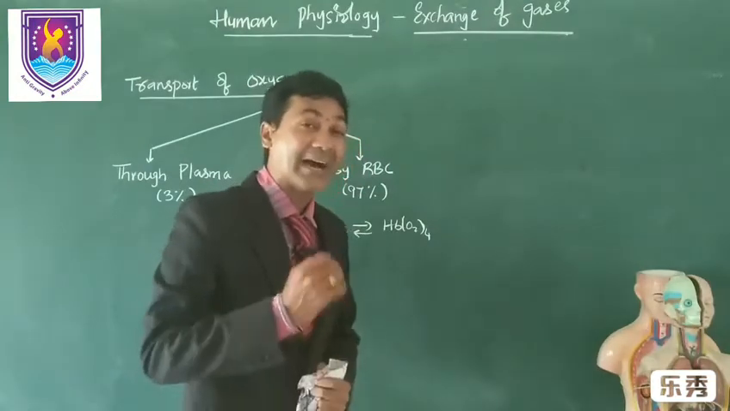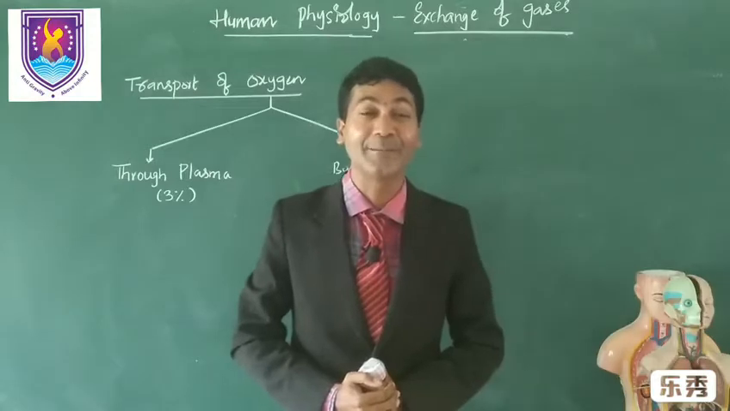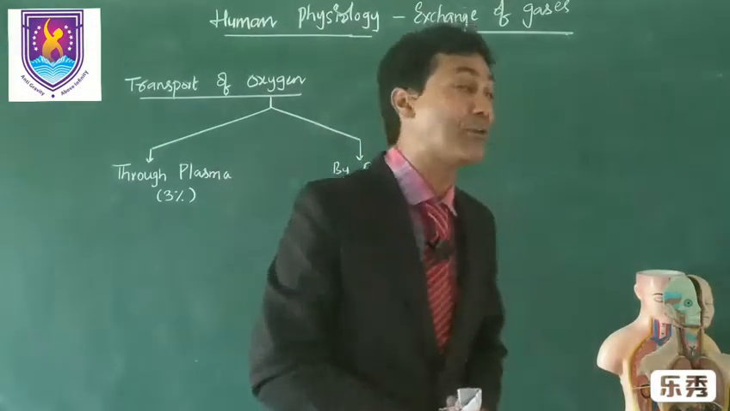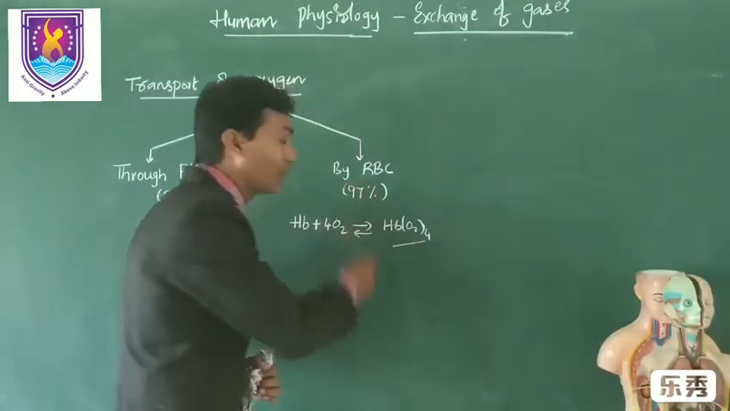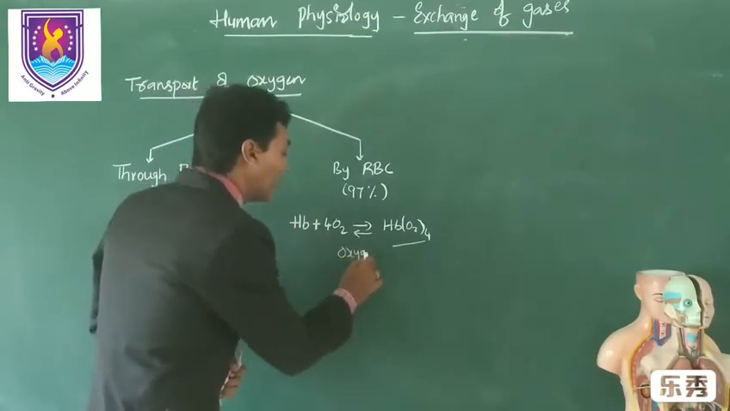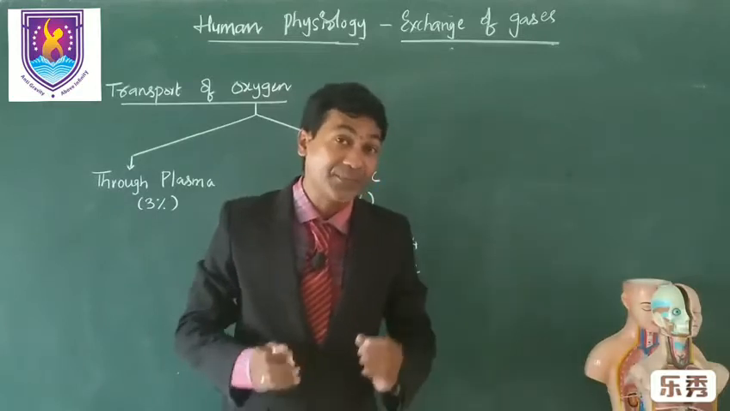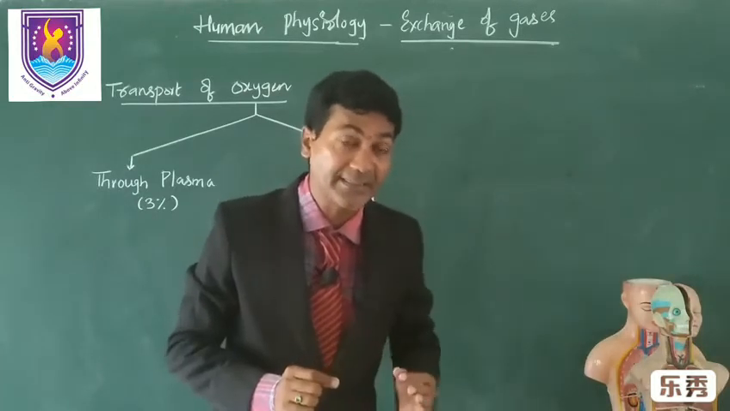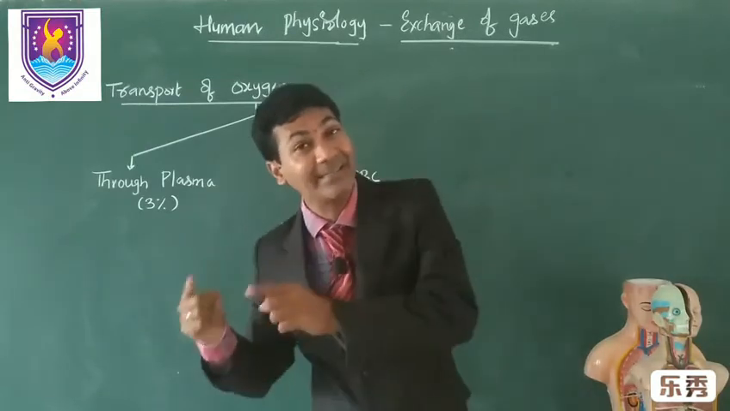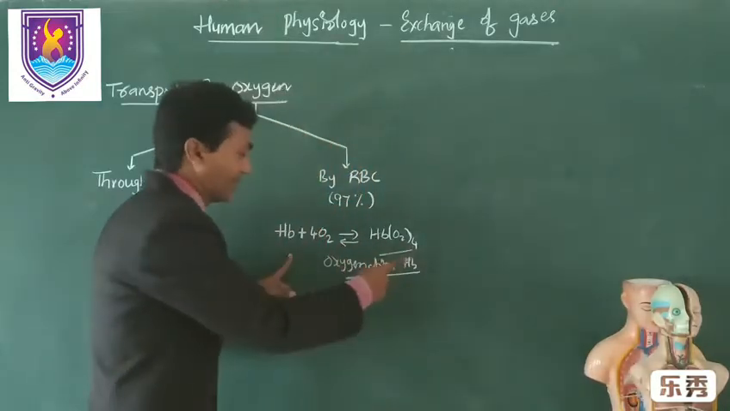My dear students, RBC has a respiratory pigment, a protein called hemoglobin. Each hemoglobin can bind with 4 oxygen molecules to form oxyhemoglobin. This process is known as oxygenation of hemoglobin. My dear students, hemoglobin binds with oxygen at alveolar level and dissociates from oxygen at tissue level. Now the interesting thing here is, it is a reversible process.